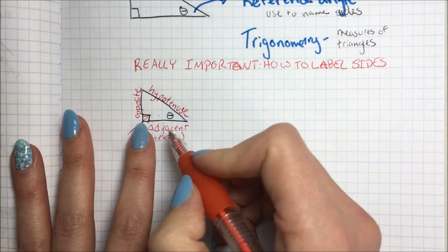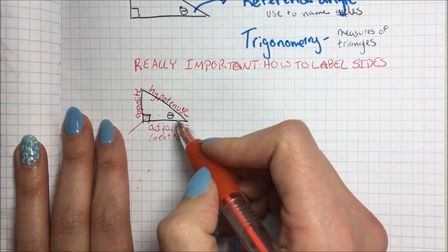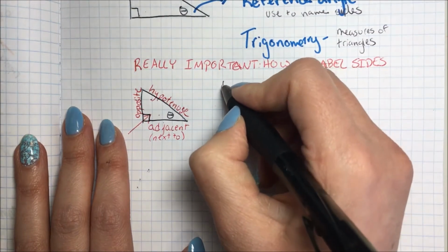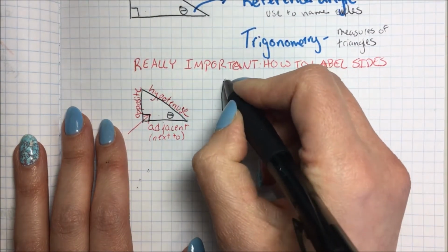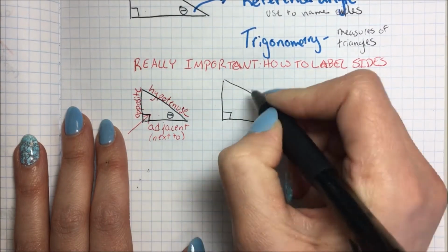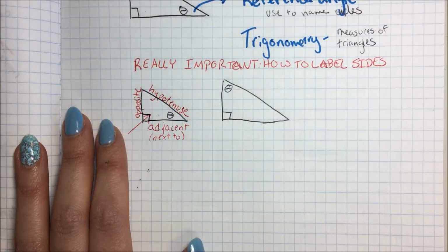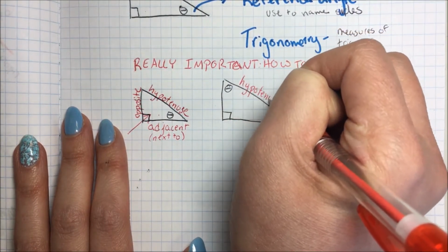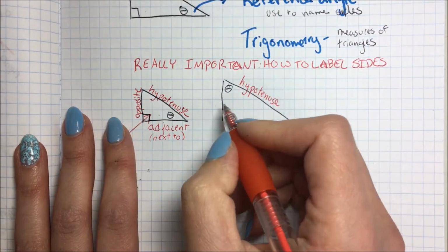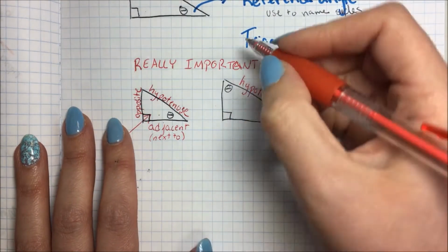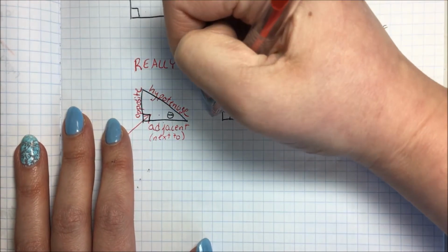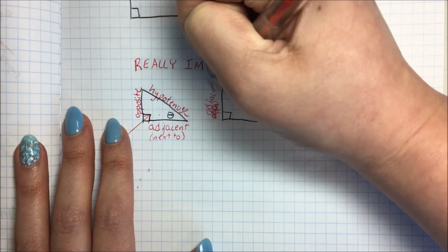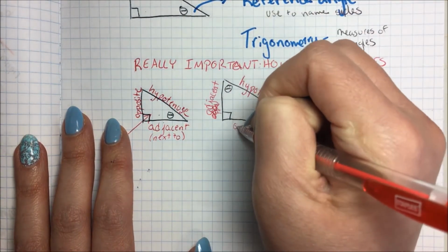So we determine where the adjacent and the opposite sides are based on where the reference angle is, where theta is. Okay, so if I were to draw this triangle, and put the reference angle up here, the hypotenuse stays in the same place, but the adjacent and the opposite sides are going to switch because now this side right here is next to my reference angle. And now this side is across from it.